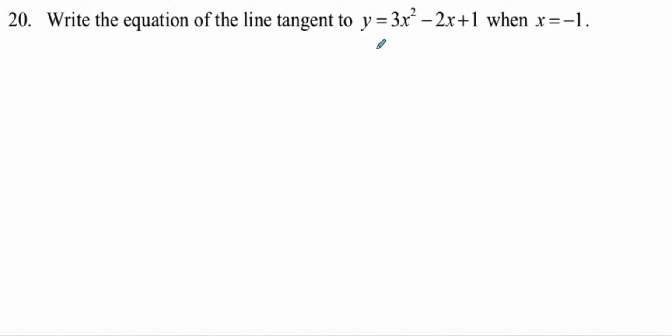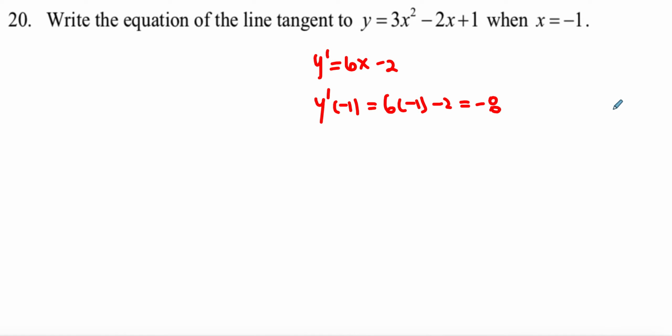Number 20. Okay, so in this case they want you to actually find the equation of the line tangent. So I'm going to do exactly the same thing. Y prime first, we get 6x minus 2. That's the y prime. And then you're going to plug in negative 1. So y prime of negative 1 is equal to 6 times negative 1 minus 2. So we get negative 6 minus 2, which becomes negative 8.